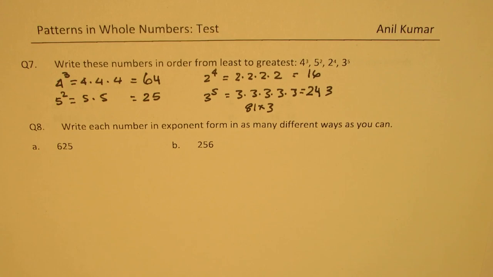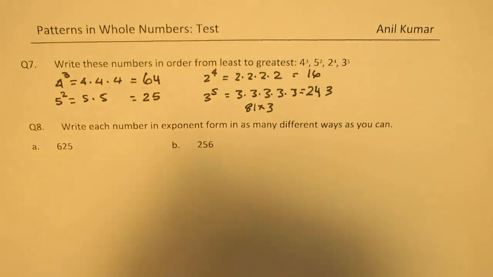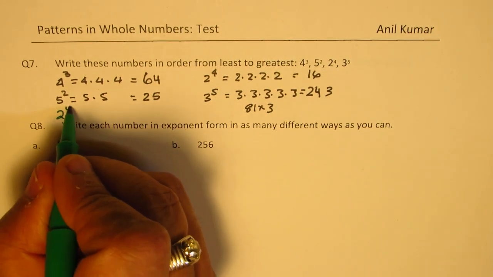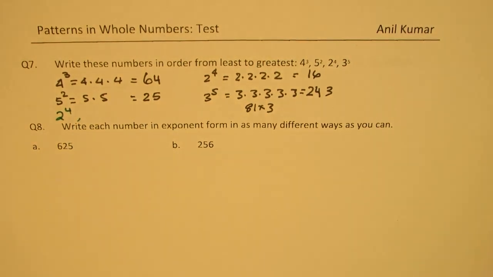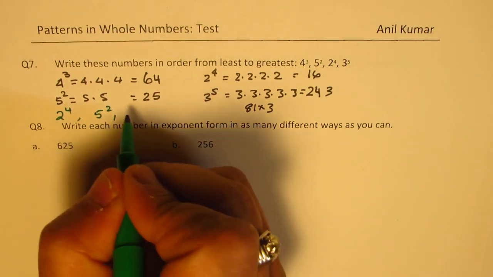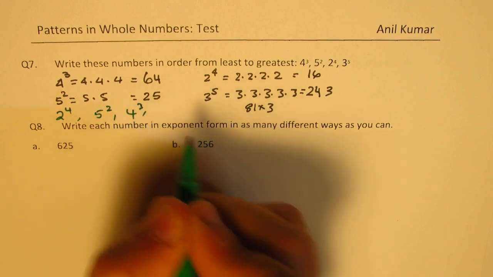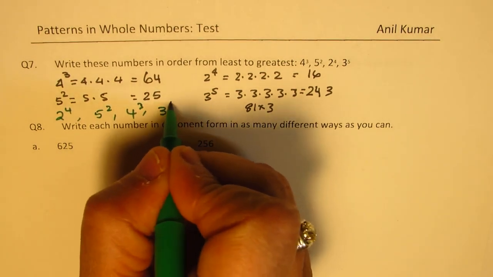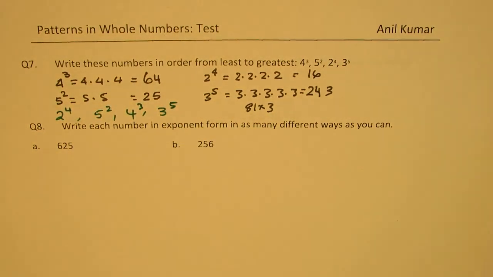Now you can write these numbers in order from least to greatest. So least among them is 2 to the power of 4, right? So we get 2 to the power of 4. And then we get 25, which is 5 squared. And then it is 4 cubed. And then it is 3 to the power of 5. Do you see that? So that is how we can find the solution of this one.